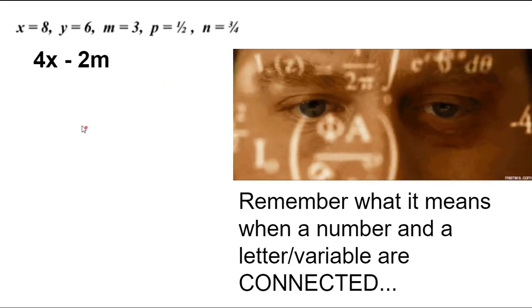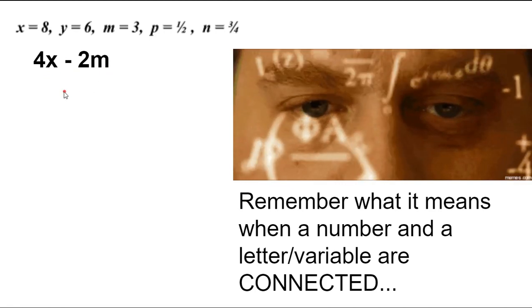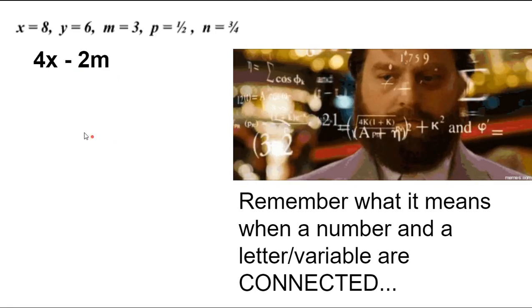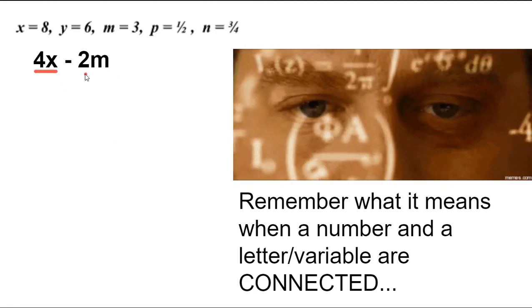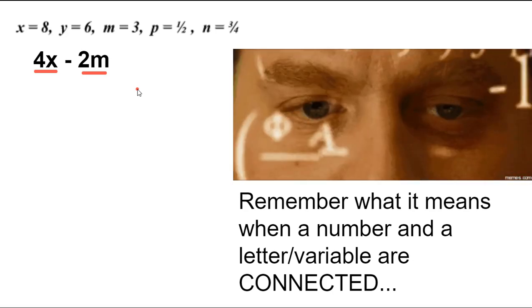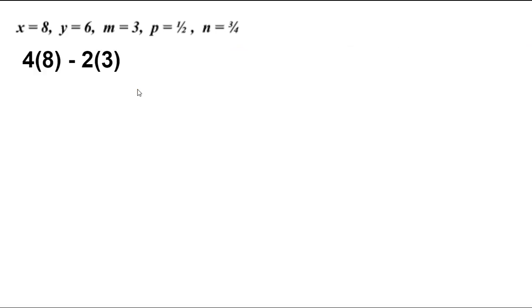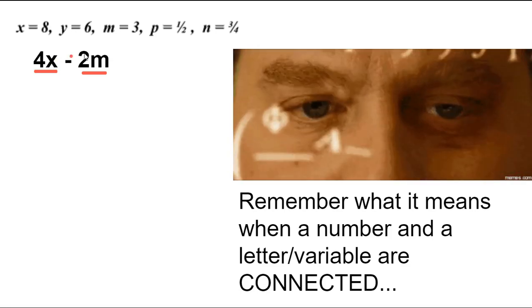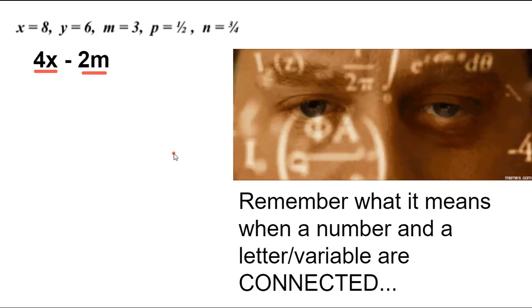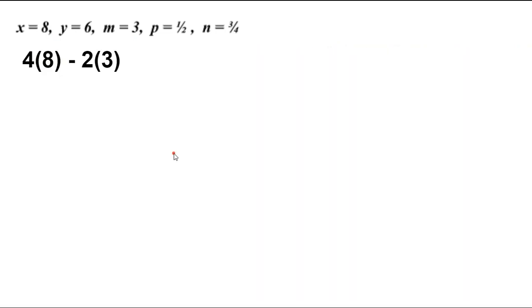Here we have 4x minus 2m, or I would say 4 times x minus 2 times m. Now, remember what it means whenever we see numbers and letters attached together like this? Give you a second to think about it. Okay, you should have answered that it means that they are being multiplied. So when we make our substitutions, this is what it should look like, because according to my previous slide, x is 8 and m is 3. So I'm going to make those substitutions first, and then I can proceed with doing GEMDAS.